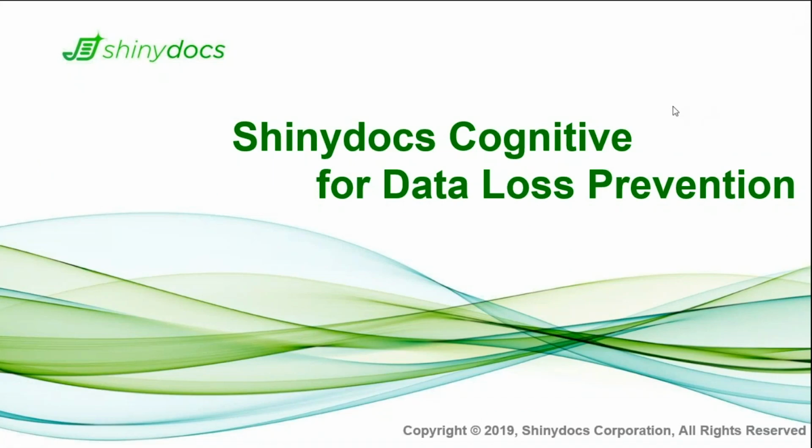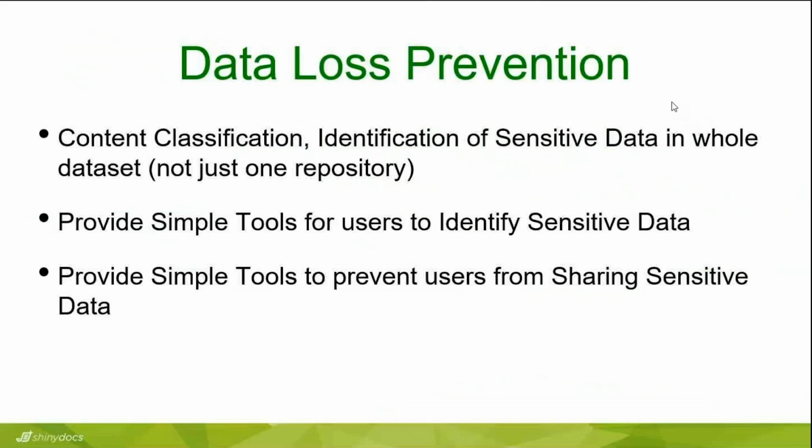ShinyDocs Cognitive for data loss prevention allows a system to be trained on what type of information out there can be deemed public, internal, confidential, sensitive, or completely controlled, and augment the behaviors of the users accordingly. It provides classification of content, identification of sensitive data, the complete toolkit for identifying the sensitive data, and then simple tools to prevent users from sharing that sensitive data.